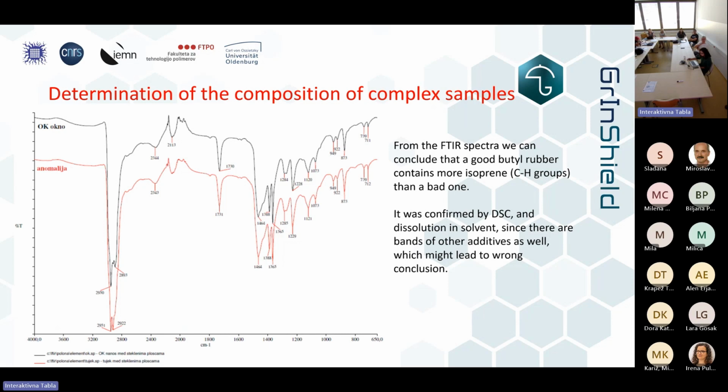Here is one sample of butyl rubber. Actually, two butyl rubbers. The black one was good, the red one was not. If we look at those spectra, we hardly see any difference, except here in this region of CH groups at approximately 2,900 to 3,000. Here we see a small difference, and that's how we found out that good butyl rubber contains more isoprene than a bad one.